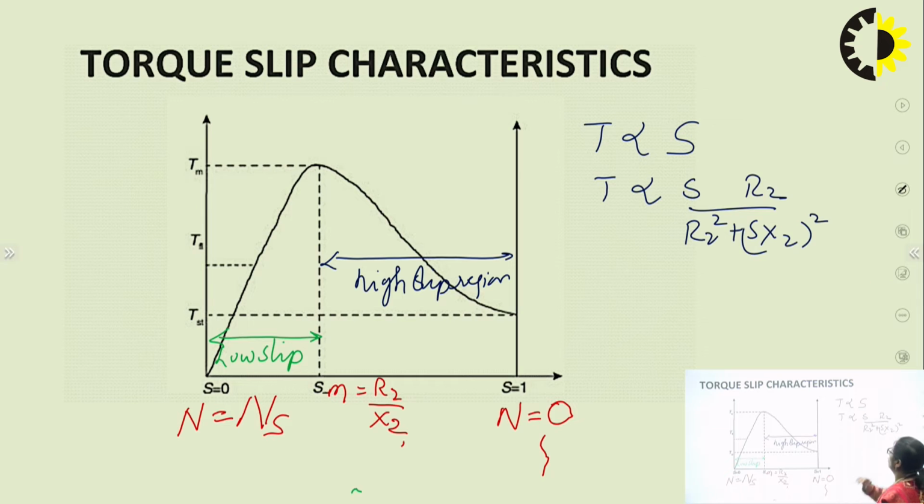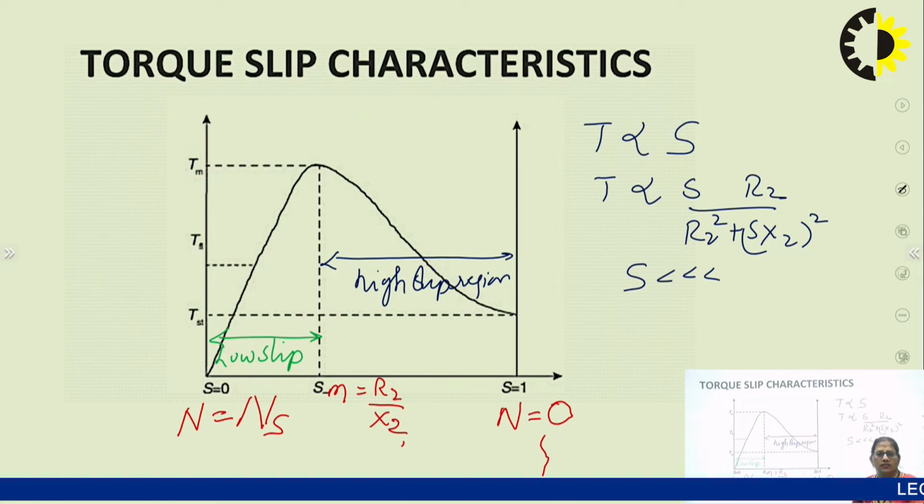If that is so, now once again, towards the lower slip region side, the slip is very much closer to 0, so it is comparatively very much lesser. If that is so, it is almost equating towards 0, and in this particular equation we are just remaining with torque which is directly proportional to slip.